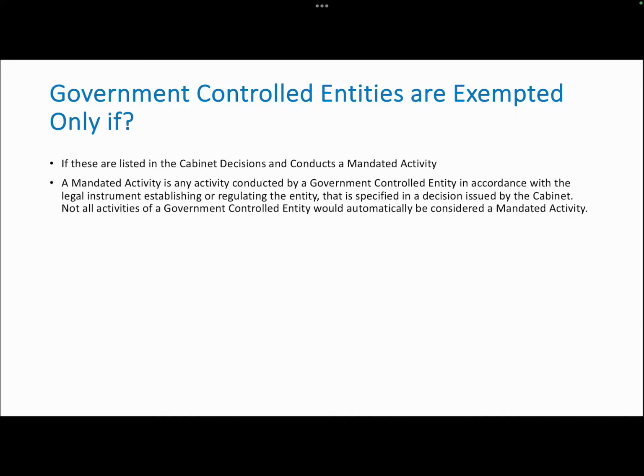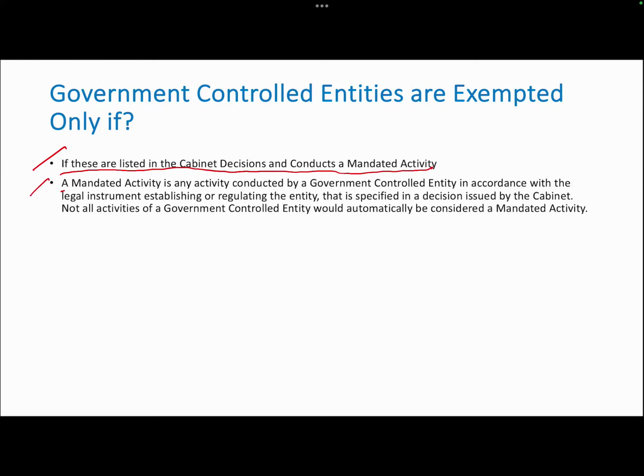Now, are the government controlled entities exempted? We all know government entities are automatically exempted, but what about the government controlled entities? Are they exempted? Yes, they are exempted, but again, they should be listed in a cabinet decision and they should conduct mandated activities. So let's see the first point: if these are listed in the cabinet decisions and conduct a mandated activity.